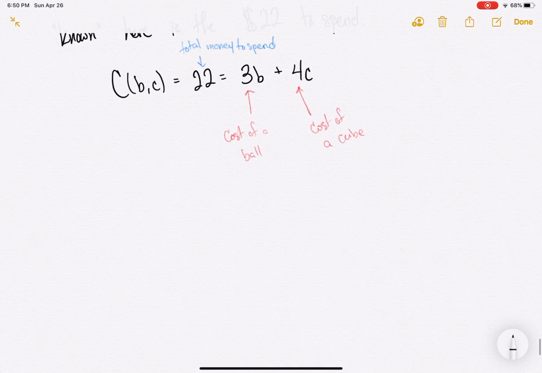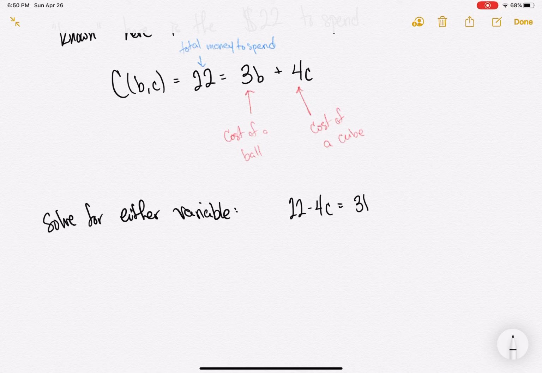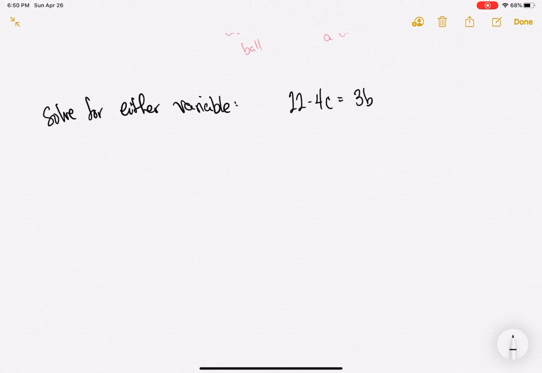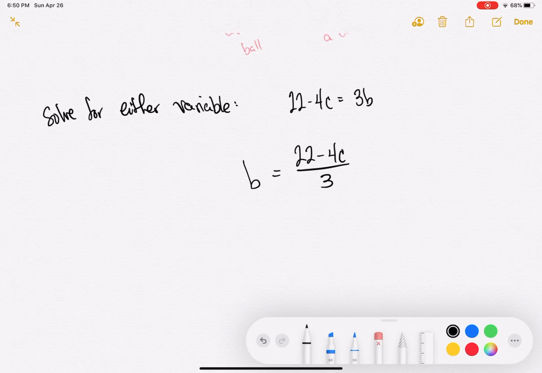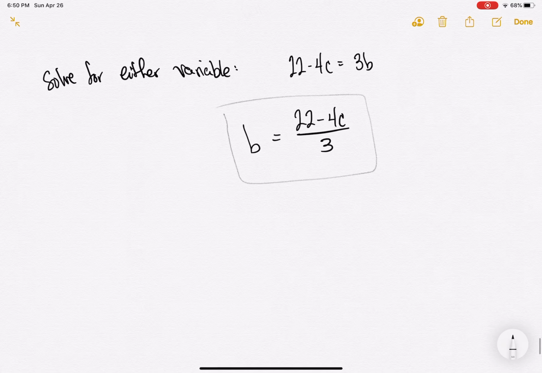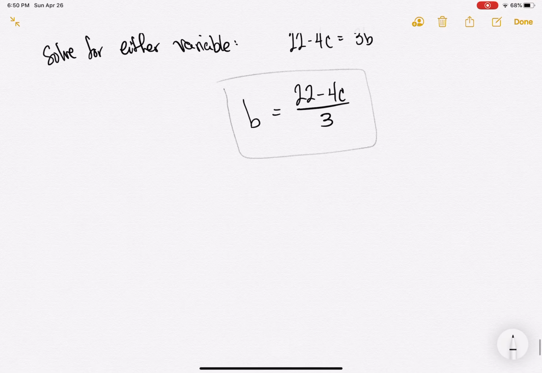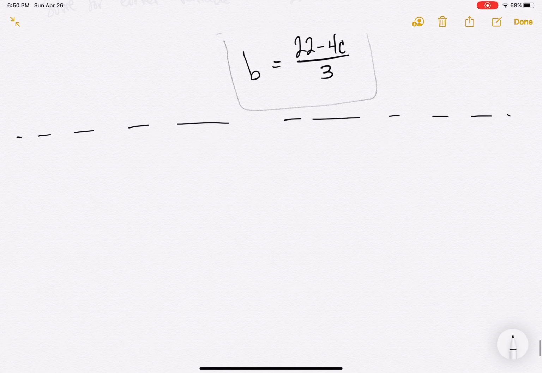So I can solve this for either variable. Let's solve it for b, why not? So 22 minus 4c equals 3b. Divide both sides by 3, we get (22 minus 4c) over 3 equals b. Sure. There you go. There's our first equation. It's really step one in these sorts of optimization problems, kind of. And then we have our unknown equation.